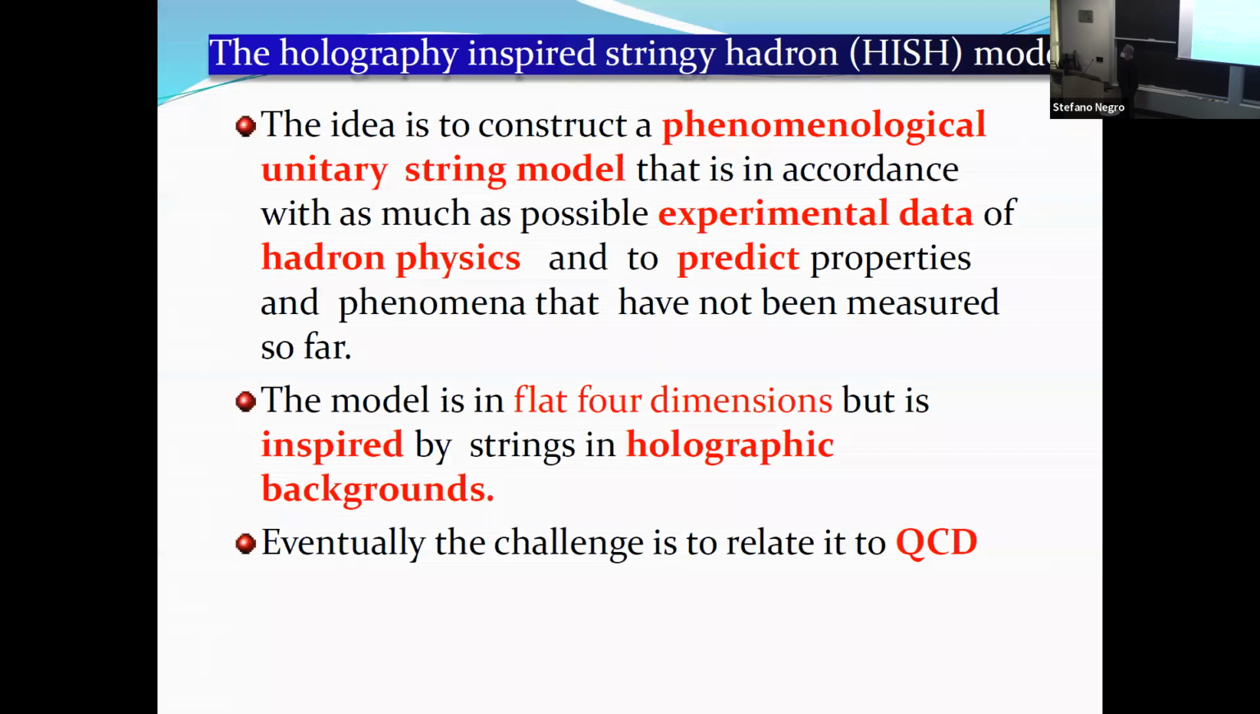Okay, so the idea is to construct a phenomenological string model, a unitary model that is supposed to be in accordance, as much as possible, with experimental data of hadron physics. And of course, the goal is to be able to predict some novel phenomena. Now, the model is in flat 4 dimensions, but it is inspired by ideas from a holographic string model, namely in higher dimensions, discrete space-time with Ramond-Ramond fluxes and so on. Now, eventually, the challenge is to relate it to QCD.